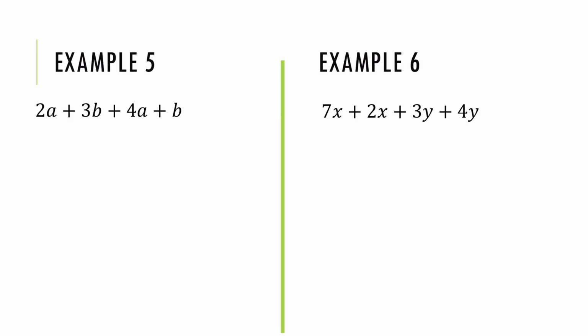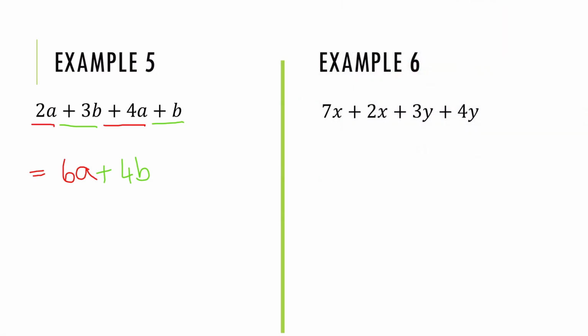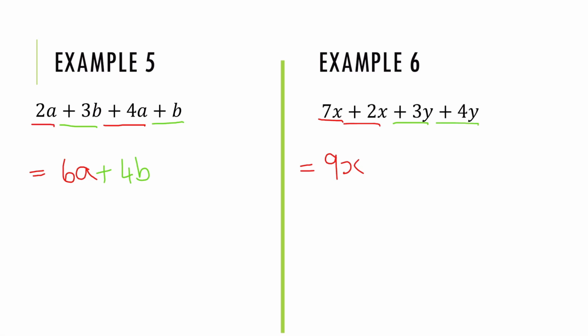Okay, so here I'm going to start by adding together my a terms. So I've got 2a plus 4a, and that's going to give me 6a. I've got plus 3b, so a positive 3b plus b, which gives me plus 4b. So 6a plus 4b is my final answer. For example 6, I've got x and y terms. I've got 7x plus 2x, which gives me 9x. And I've got a positive 3y plus another 4y, which gives me plus 7y. So my final answer is 9x plus 7y.